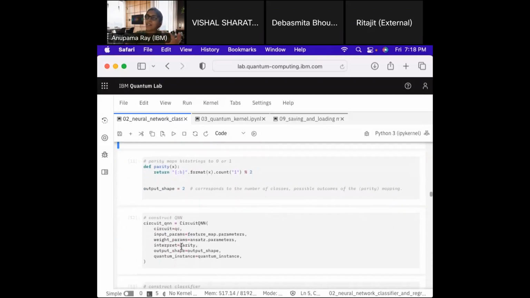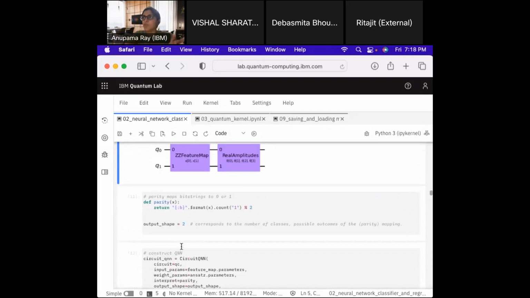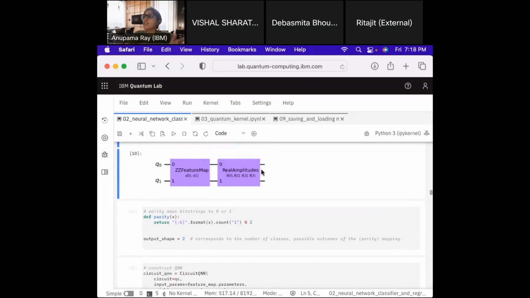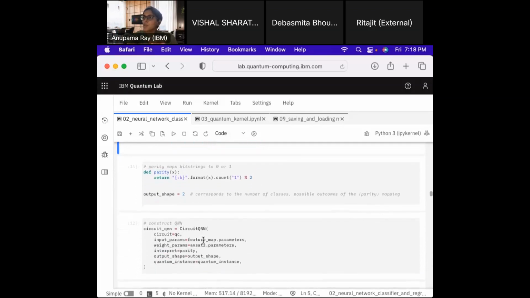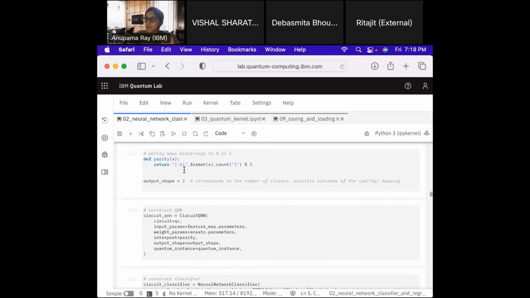Just to give you an intuition of parity, suppose you have these 4 states. It's a 2-qubit circuit here, right? So you'll have 4 states: 00, 01, 10, 11. Let's say even parity belongs to one class and odd parity belongs to the other class, right? So you can actually pose it as a classification problem using parity post processing. That's what you are trying to do here in this parity function.